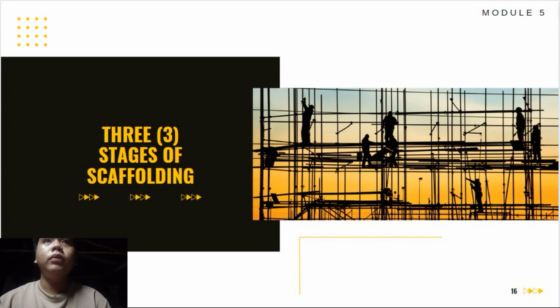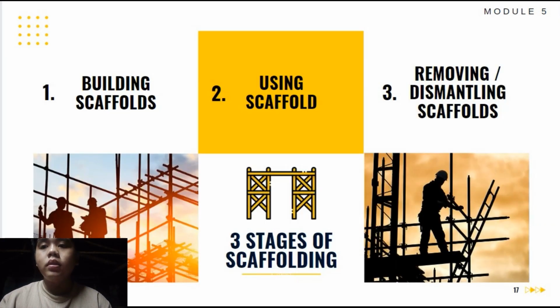For this part, I'm going to report the 3 stages of scaffolding. The first stage is building scaffold. Under this, number 1 is person involved, wear PPE. Number 2 is site-specific hazard identification, erectors, classification of scaffold, inspect all scaffold parts before use. Might have cracks, dents, bends, breaks, corrosion, and others.